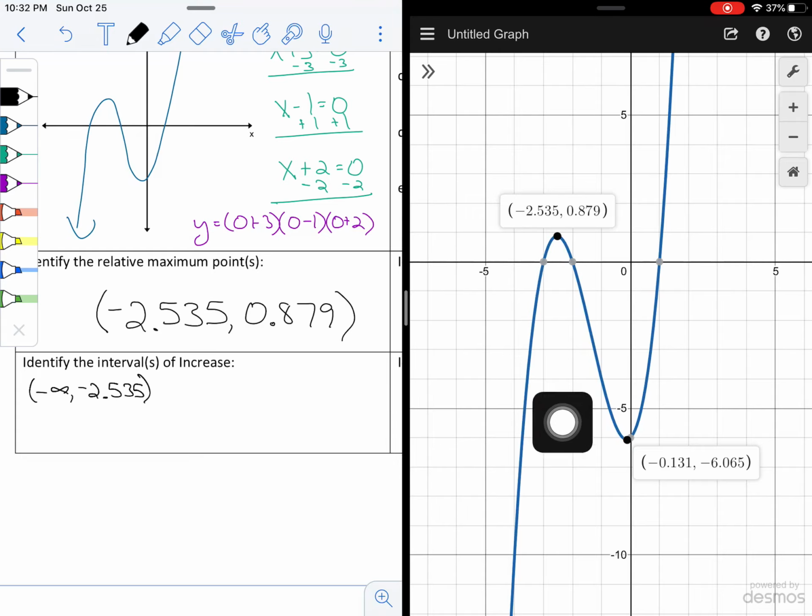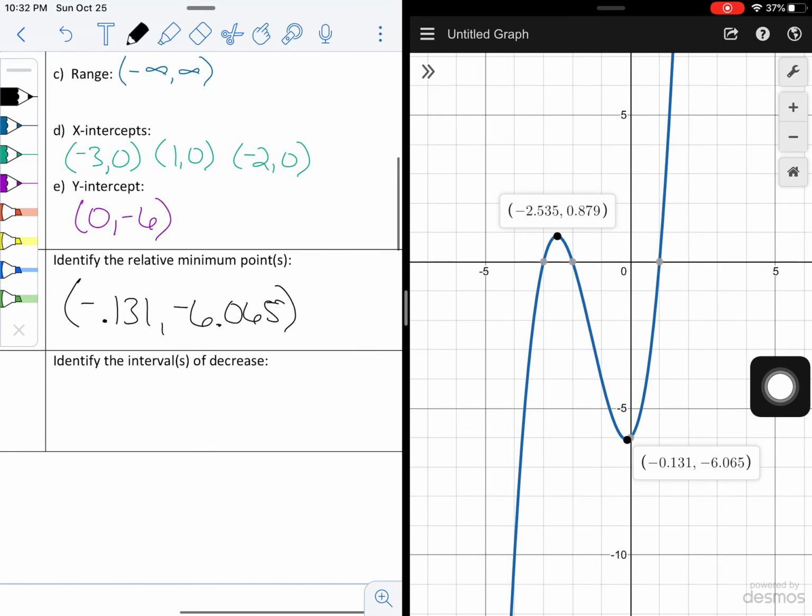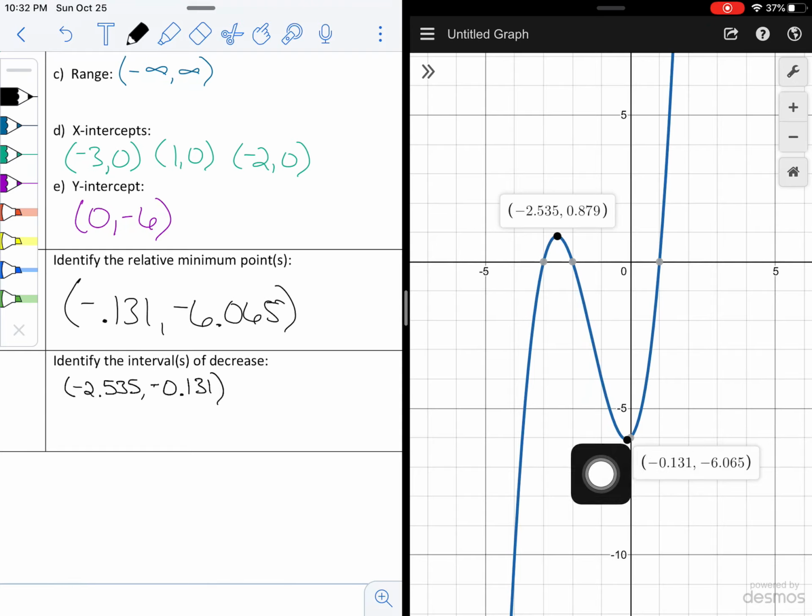Now, between this relative maximum and this relative minimum, this graph is dropping, right? This is decreasing. So that interval of decrease is going to be from negative 2.535, and I'm just taking these numbers directly from Desmos, to negative 0.131, we are decreasing. And then from this relative minimum to positive infinity here, and it's not that it's going to positive infinity on the y-axis, it's that as this moves across the x-axis, your graph is increasing, okay? That's where I'm talking about the positive infinity.